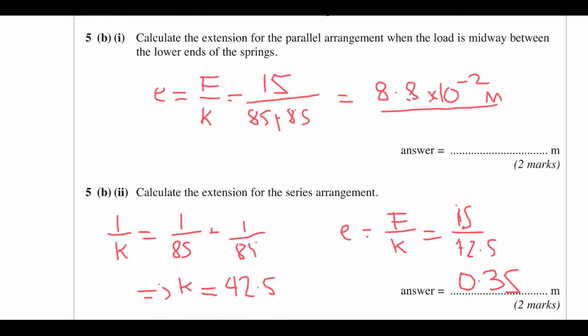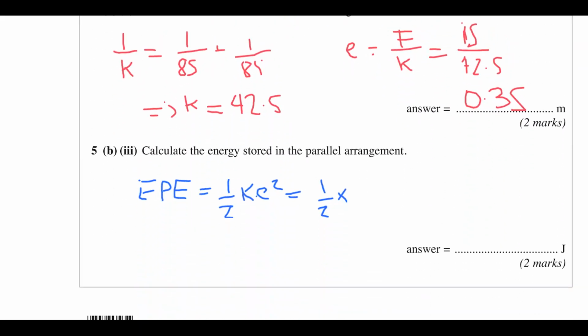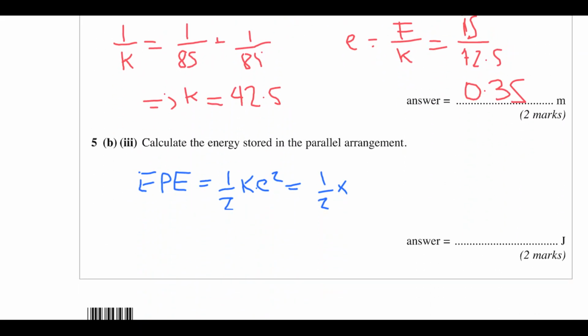So the spring constant was 170 when we put them both together. And then the extension was 0.0882 squared. And when we do this correctly now, we end up with a value of 0.6615, which is 0.66 to 2 significant figures.